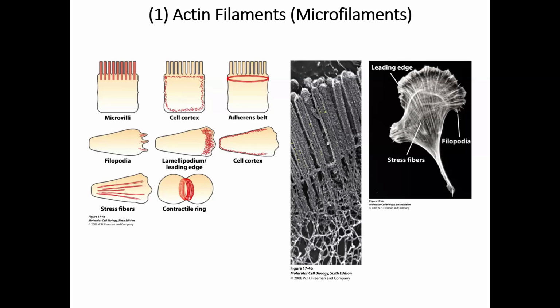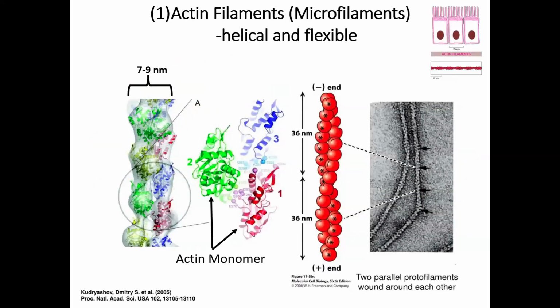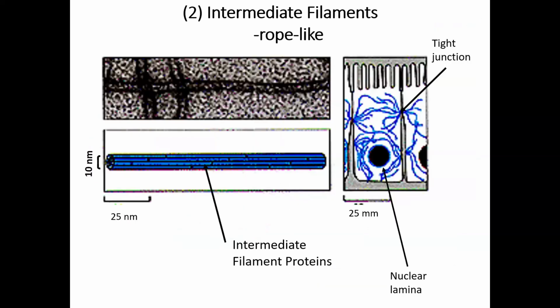And right, you have a couple of pictures in the EM. The next one, we are going to talk about in detail. We are just giving an introduction to each one of them. Then you have the intermediate filaments. You can see they are a little bit longer. These are about 7 to 9 nanometers in diameter. These are about 10 nanometers in diameter.